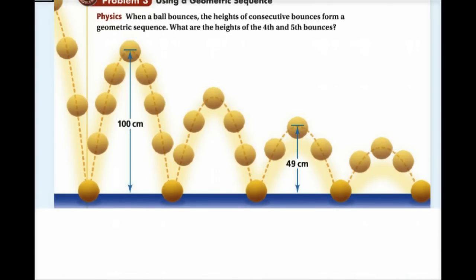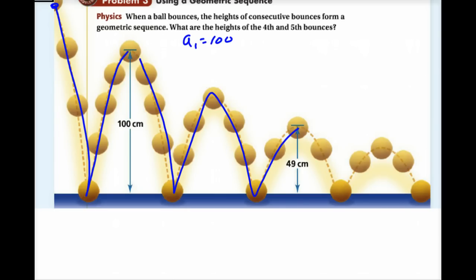Pretty much the same thing. We got a ball bouncing. Just to be clear, this is the starting spot, and this is 1 bounce. So the height after 1 bounce is 100. There's 2 bounces, 3 bounces. The height after 3 bounces is 49. So knowing that, you might want to try to come up with the formula at this time so that you can figure out the 4th and 5th bounce. So pause it, otherwise hang with me, I'm going through it right now.